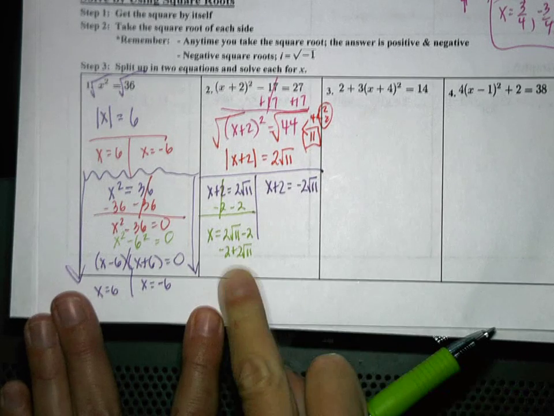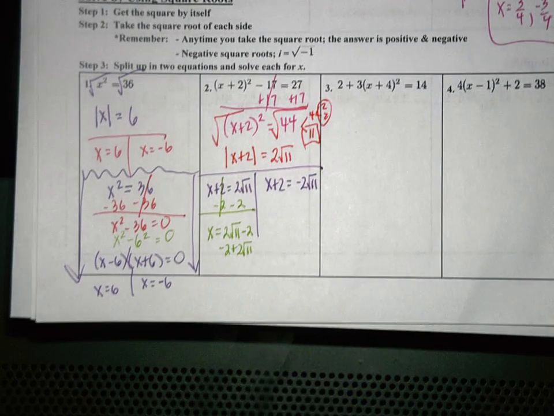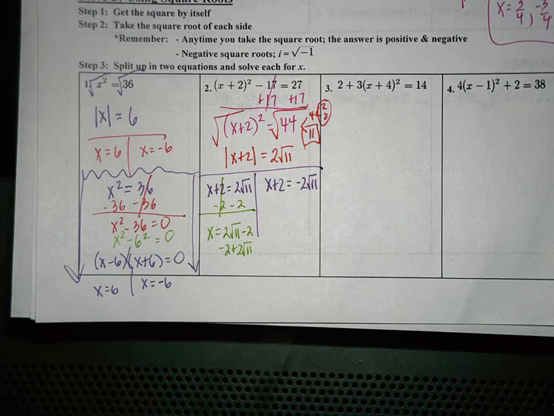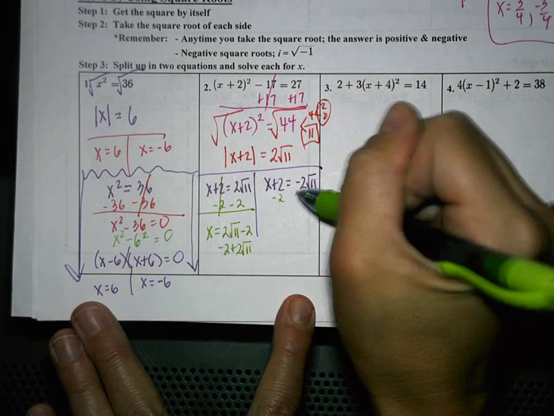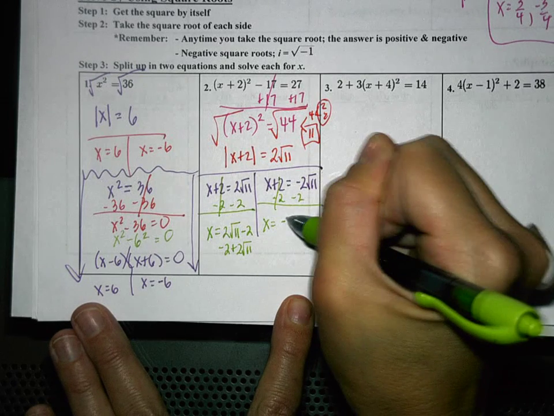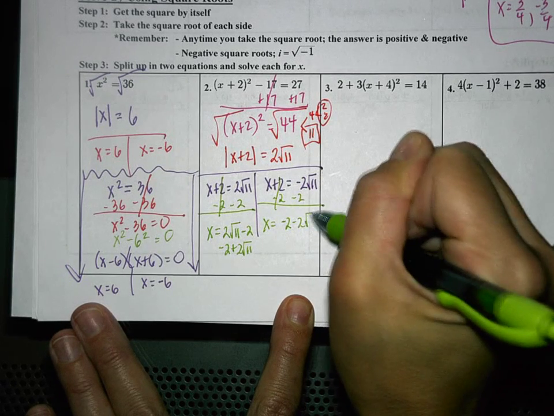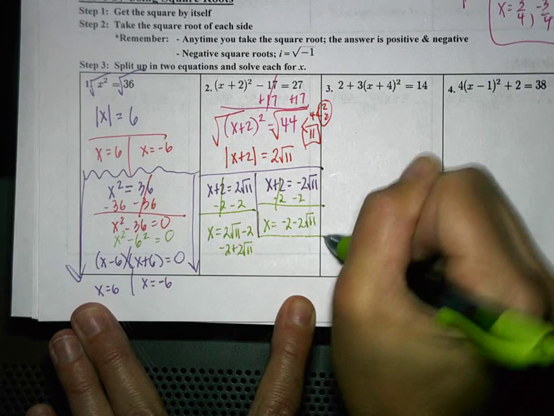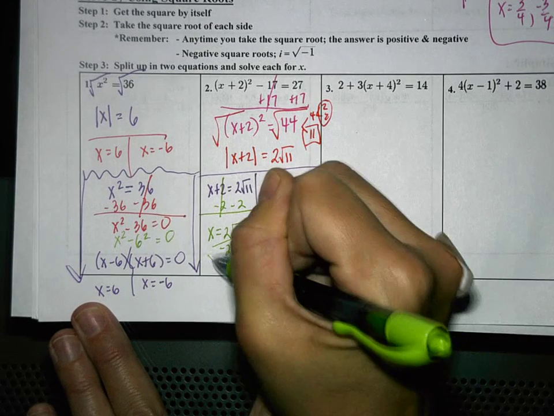Actually, normally you have the part that's like a whole number in front and anything with the root at the end. So on this one, when I subtract 2 to both sides, the best way to write it is x equals negative 2 minus 2 root 11. So we have 2 answers here.